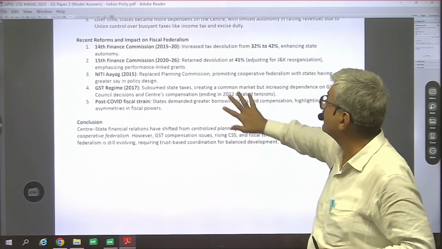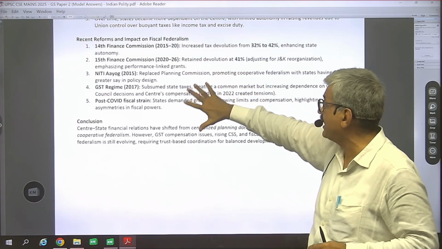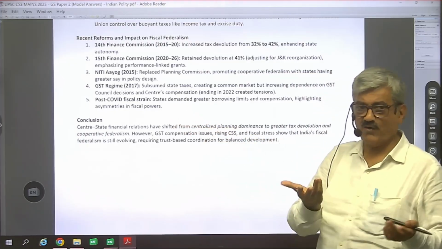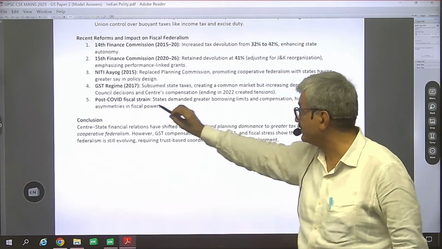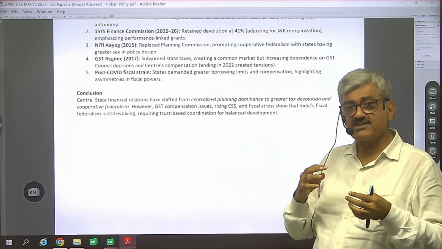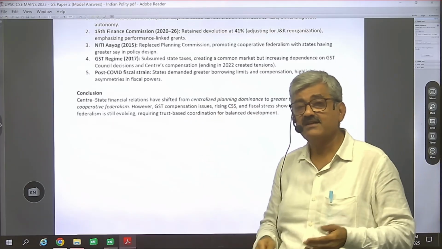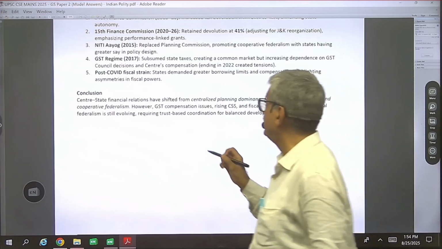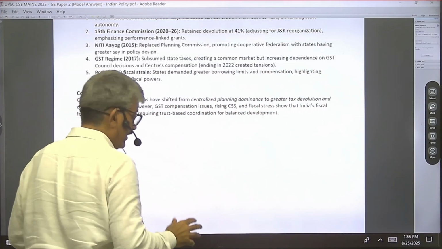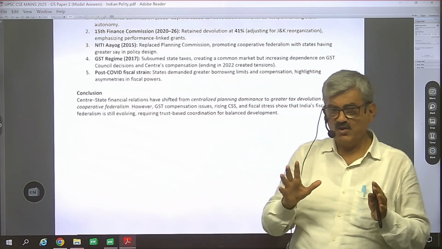So we have these recent reforms and the impact of the 14th Finance Commission, 15th Finance Commission, Niti Aayog, GST 2017, and COVID of course had an impact on the fiscal relationship. So next year also we expect, because of almost certain GST reforms in the pre-Diwali season, central-state financial relations have shifted. Therefore, these are the 9 important questions.